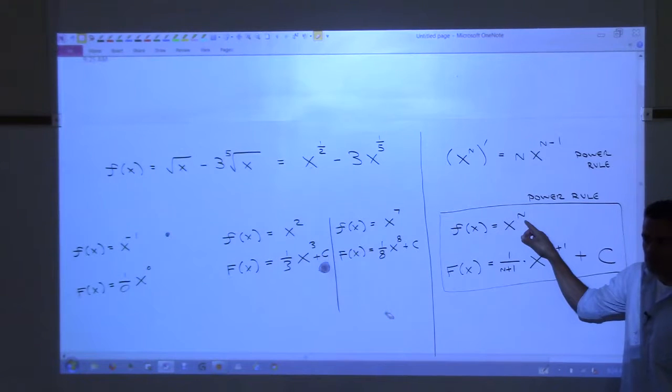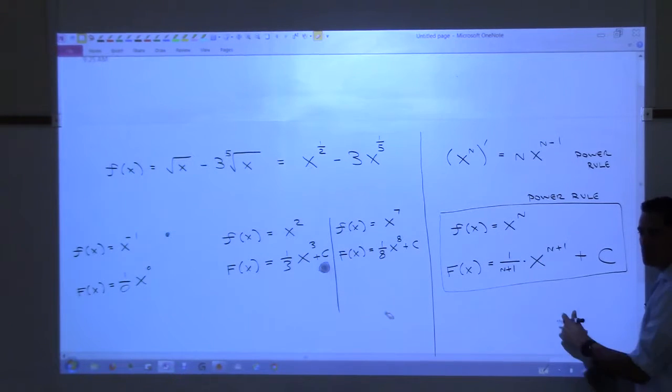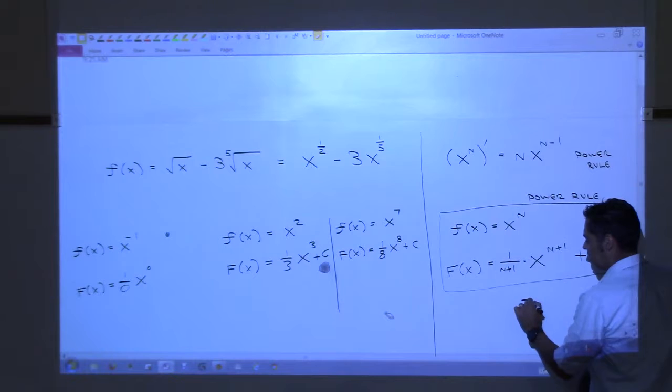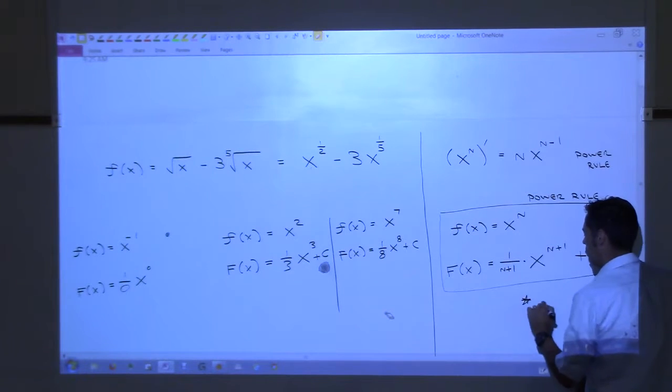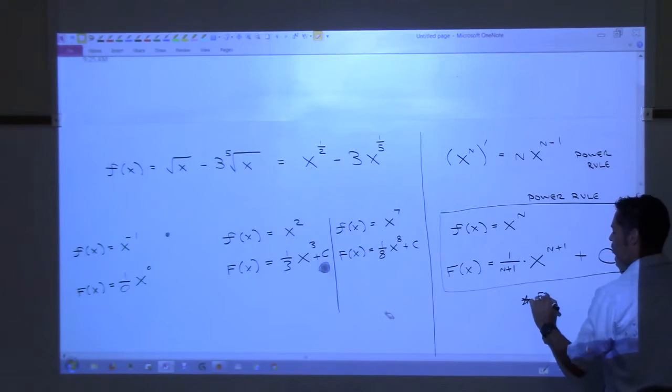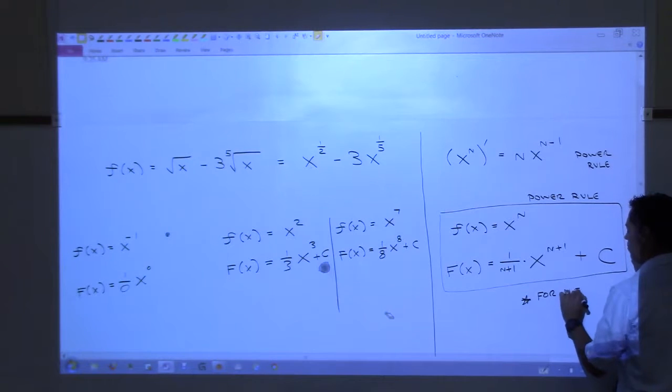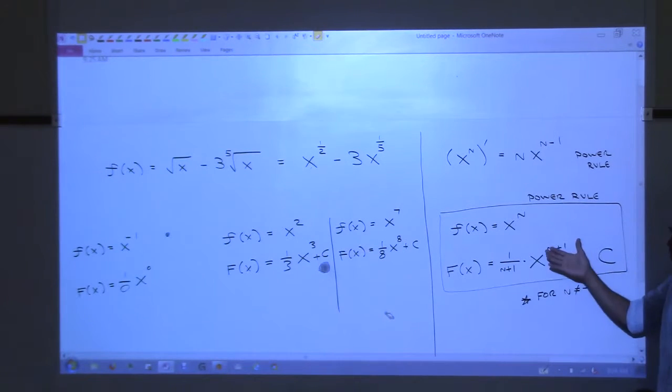So this formula has an asterisk next to it, or a star, however you want to do it. This has a star. This works for n not equal to -1. This formula is good. As long as n isn't -1, you can use this.